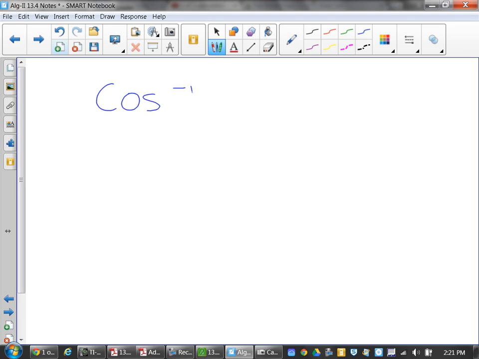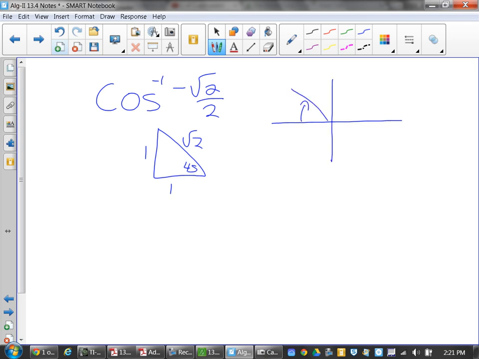The cosine of negative root 2 over 2. We found that the negative root 2 over 2, what angle had the cosine of negative root 2 over 2? Well, that was a 45-degree angle. It's negative, which meant it was in the second quadrant. If I came up 45 degrees off, that meant that the value was 135, or 3 pi over 4, excuse me.